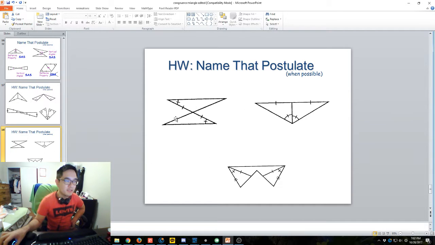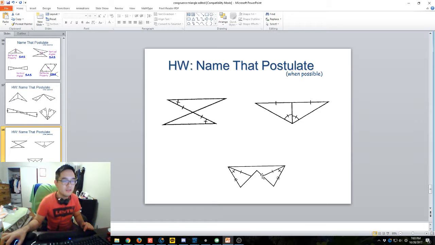A couple more practice. Here, you've got an angle and a side, a side and an angle. You have two triangles facing each other, so you get a vertical angle in the middle. So you get angle, side, angle. The second one, you have an angle and a side, angle and a side. The two triangles are touching each other and share a side. You get side, side, angle, but side, side, angle does not prove triangle congruence.